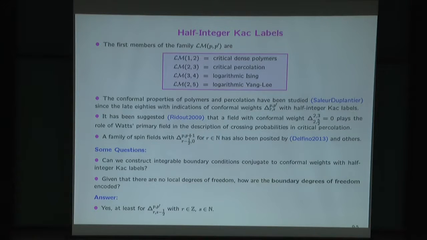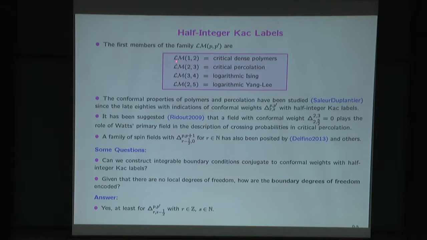For those boundary conditions, the Kac labels have integer values. R and S take the values 1, 2, 3, up to infinity. But in various studies of models associated with log CFTs, such as polymers and percolation, people have found that in some circumstances, conformal weights and operators appear where the Kac labels take half integer values.